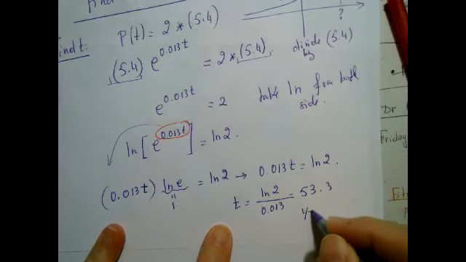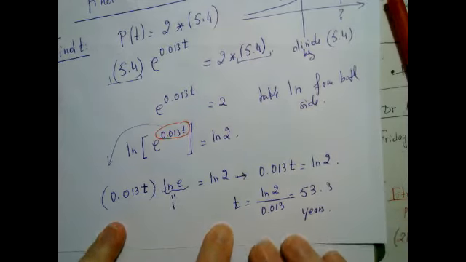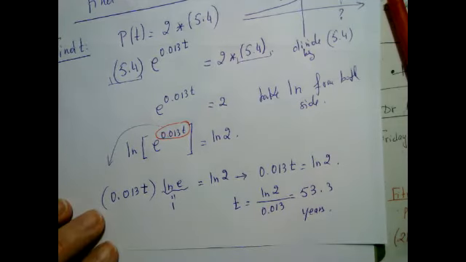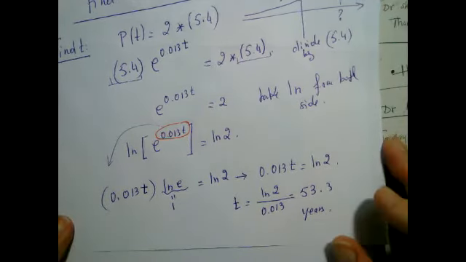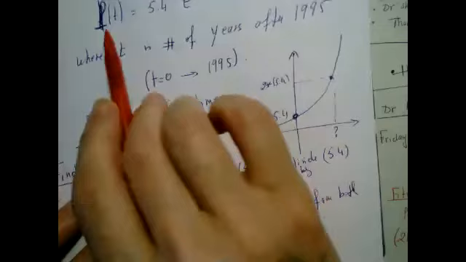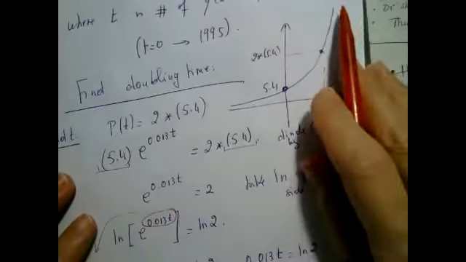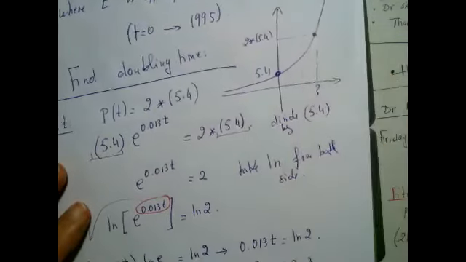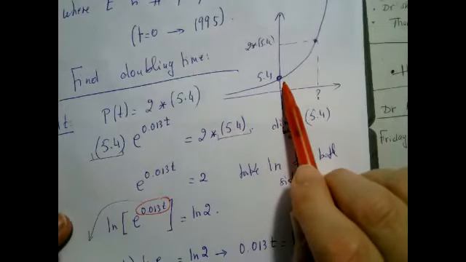53.3, almost 53 years. Yeah, I got 53. So let us really sum up a little bit. The numbers here are right. That's really the population in Washington state. So this is accurate. And in 1995, the population was 5.4 million.